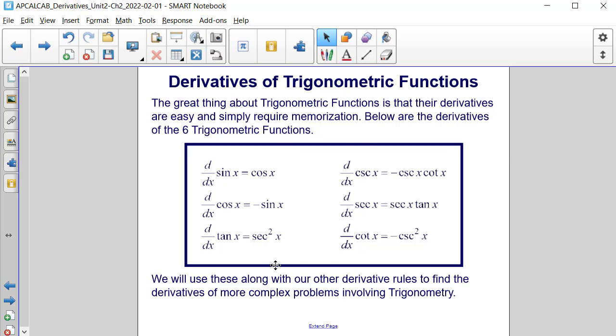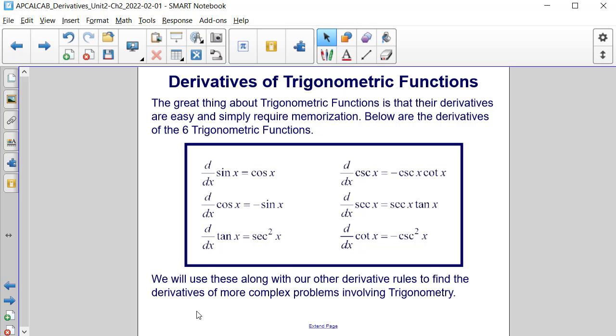Below are the derivatives of the 6 trigonometric functions. A way that I remembered what these derivatives were actually had to do with their connection to one another with the Pythagorean identities. For example, sine squared of x plus cosine squared of x is equal to 1. That's one Pythagorean identity. And the derivative of sine of x is cosine of x, and the derivative of cosine of x is negative sine of x.